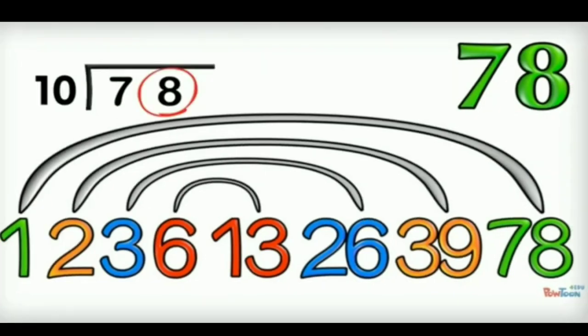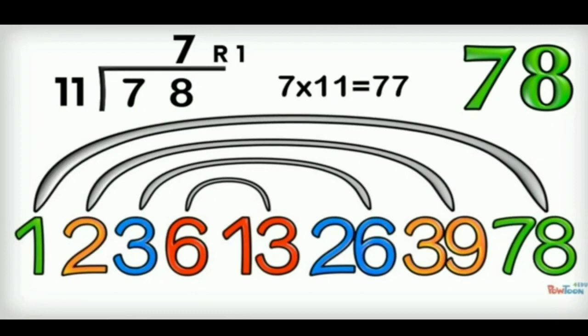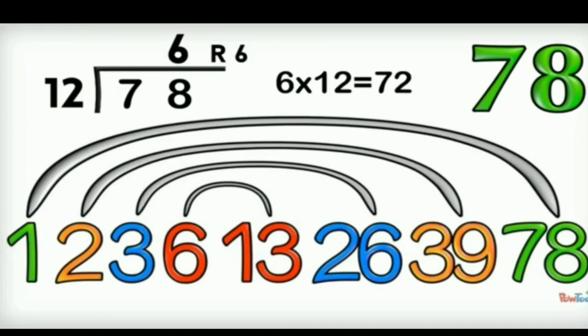Moving on to the next number, that is 10, if we divide 78 by 10, we found the remainder as 8. So 10 is also not a factor of 78. Moving on to 11, if we divide 78 by 11, the remainder comes out to be 7. So 11 is not a factor of 78. Moving on to 12, we found that the remainder comes here as 6. So 12 is again not a factor of 78.